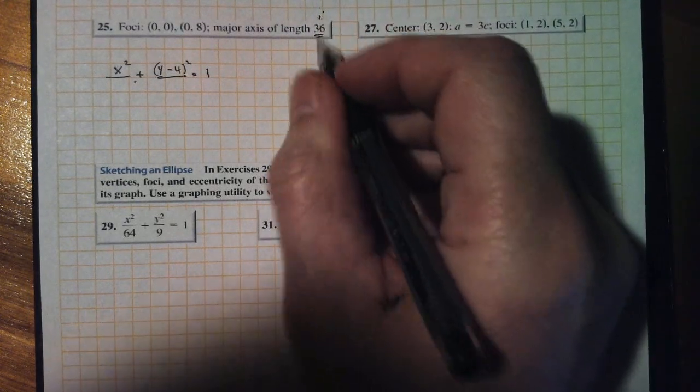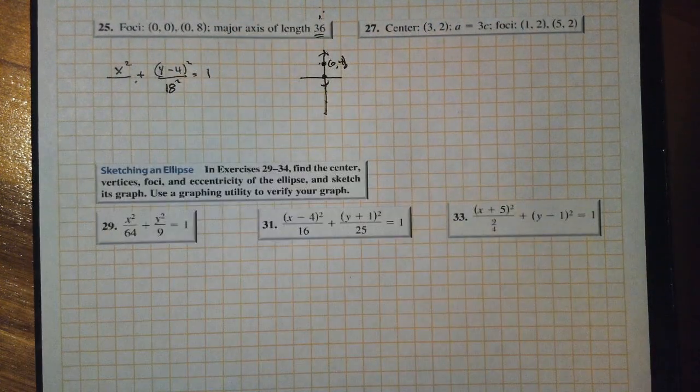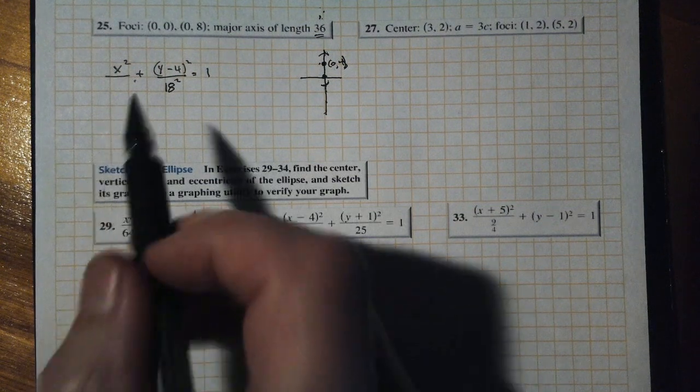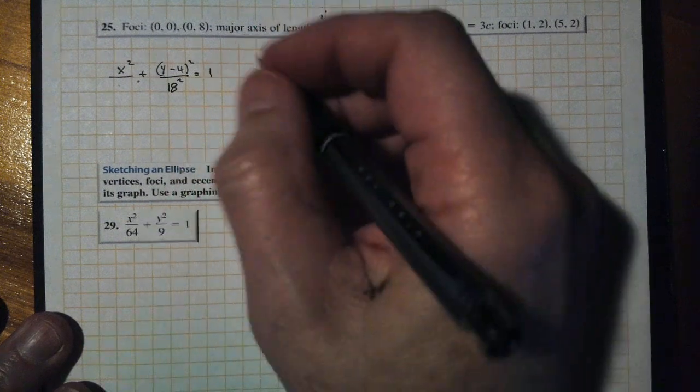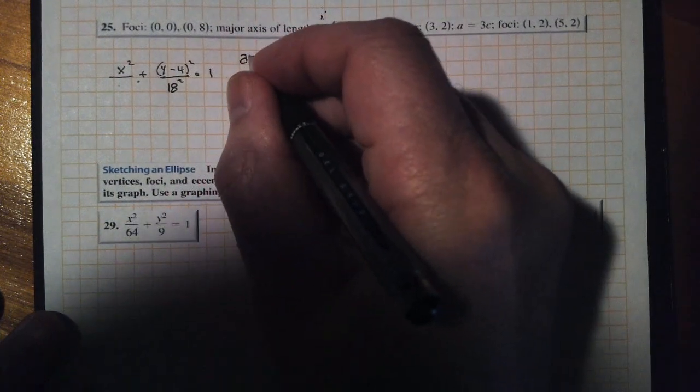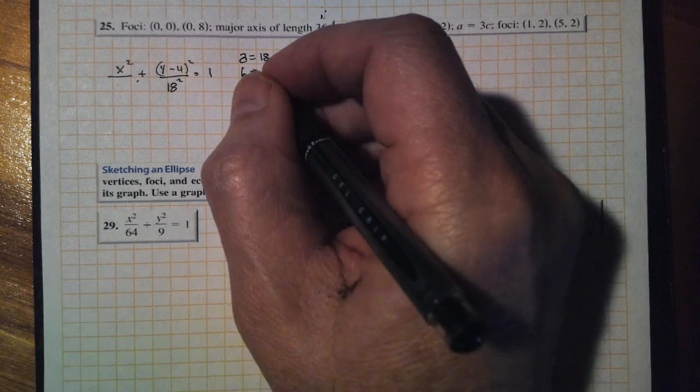Therefore, A is 18, and it's an up-down. Y is up-down. We're on 18 squared here. I need to know how far over it is. I need to know what B is. Here's what I've got. A equals 18. B equals, I don't know.